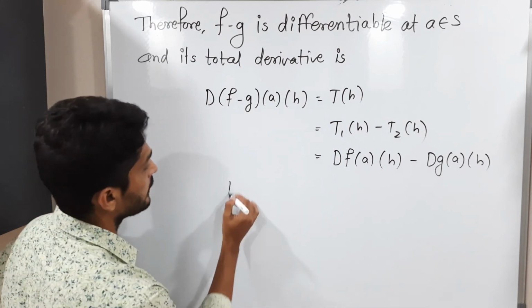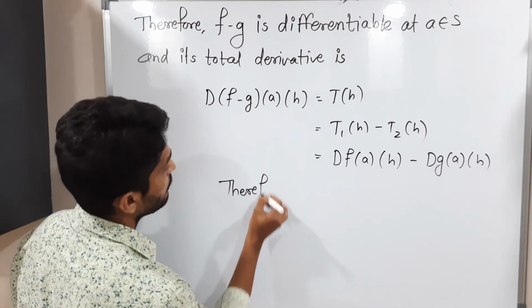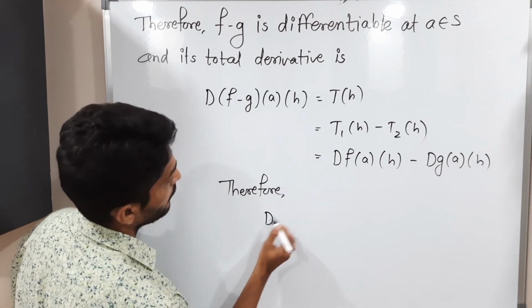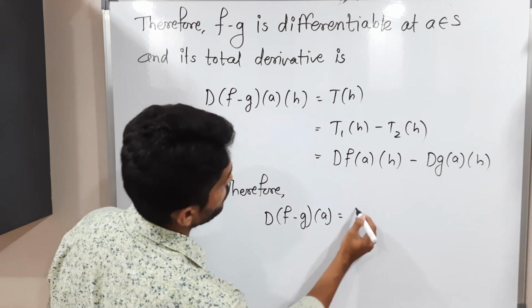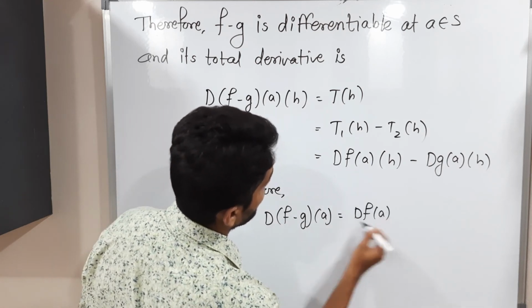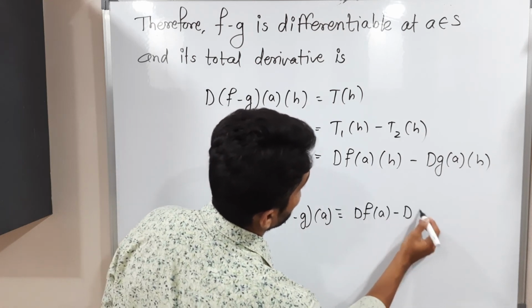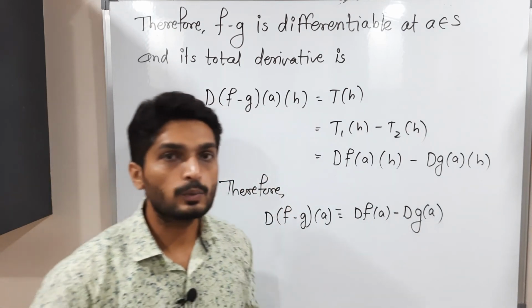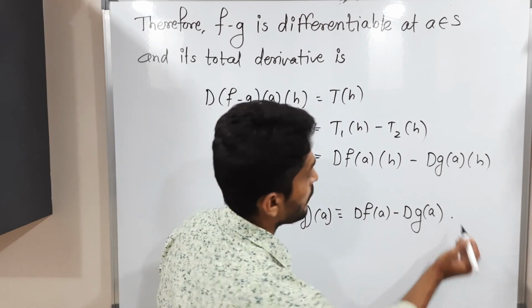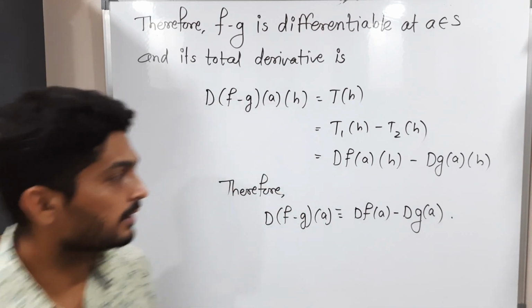So therefore finally what can we write? Therefore we can write finally d of f minus g. If you simply compare operators, we will have d of f at a minus d of g at a. So these are operators, so that's why I'm writing this instead of writing equal to. Okay, so you can make a screenshot of it. After that we will stop.